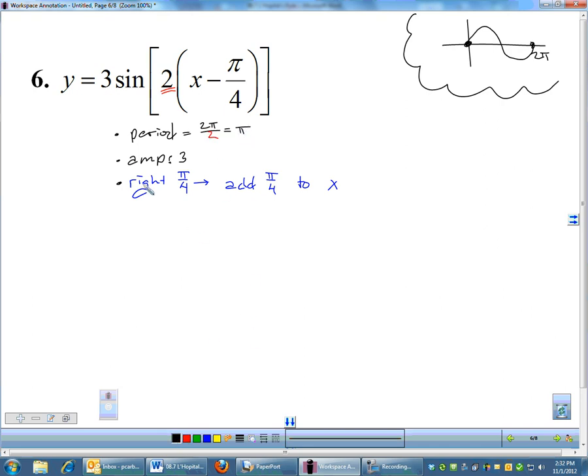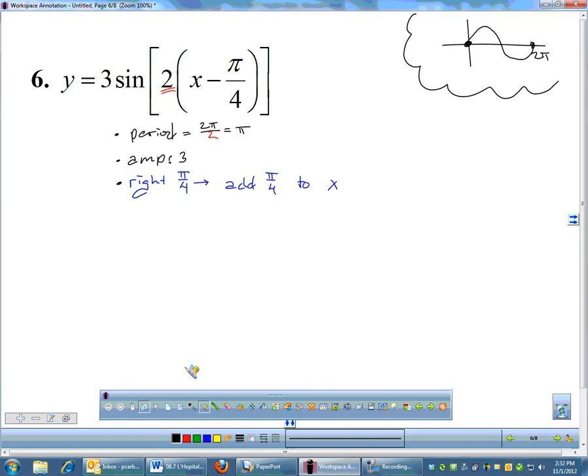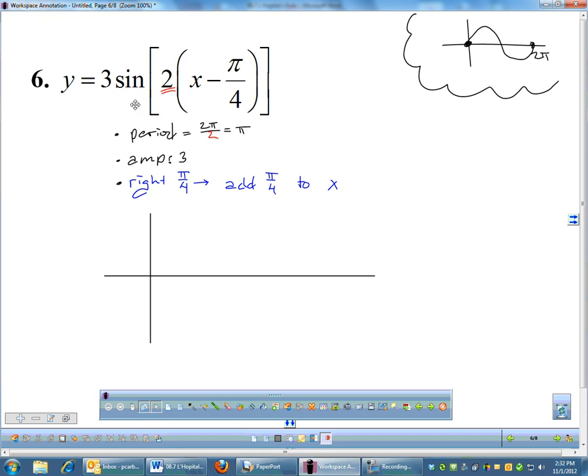Okay, so what I'll do right now, I'm going to put my shift on hold for just a minute, and I'm going to graph the rest of this. So let's do that. There is no shift, so I'm going to stay centered on the x-axis. I'm sorry, there's no vertical shift. We're not going to go up or down.